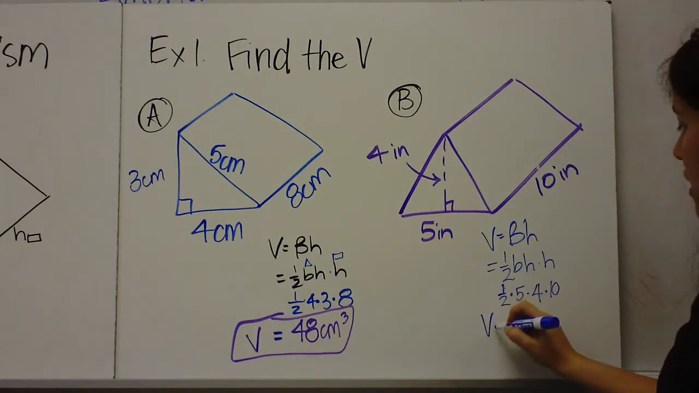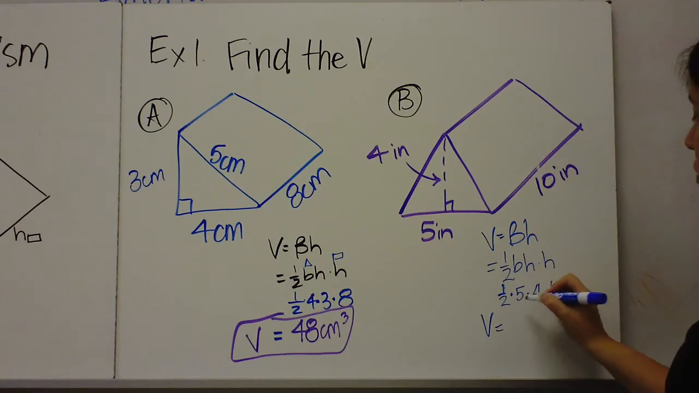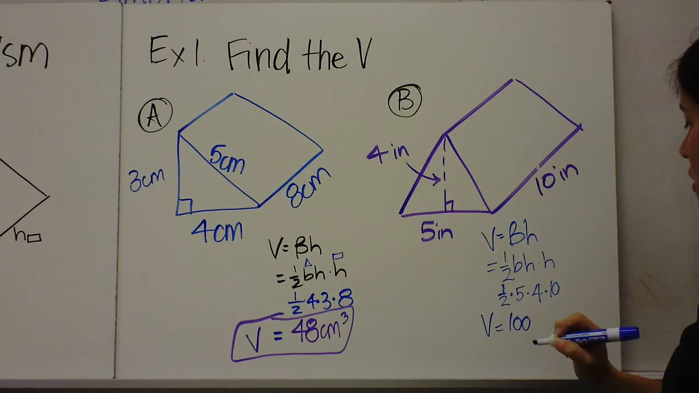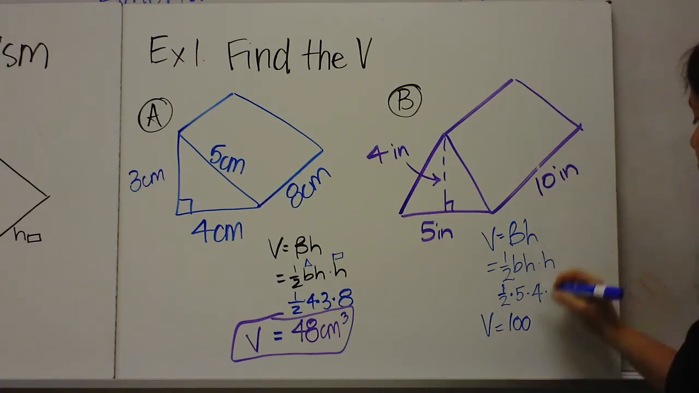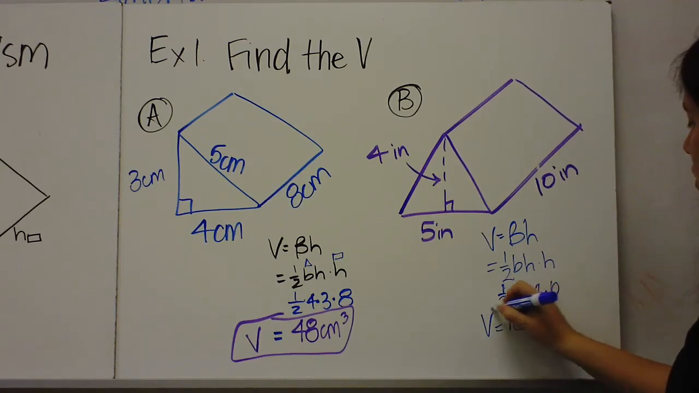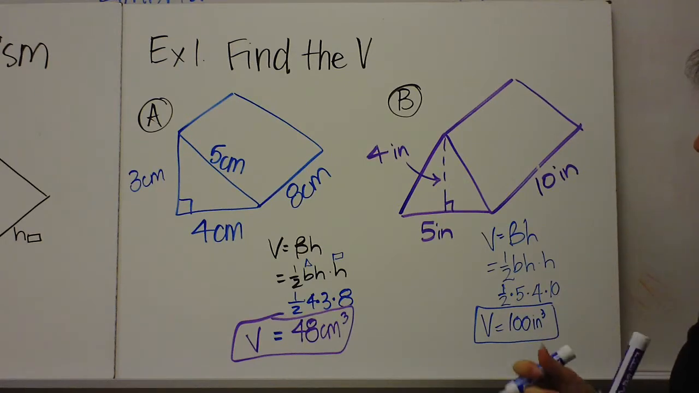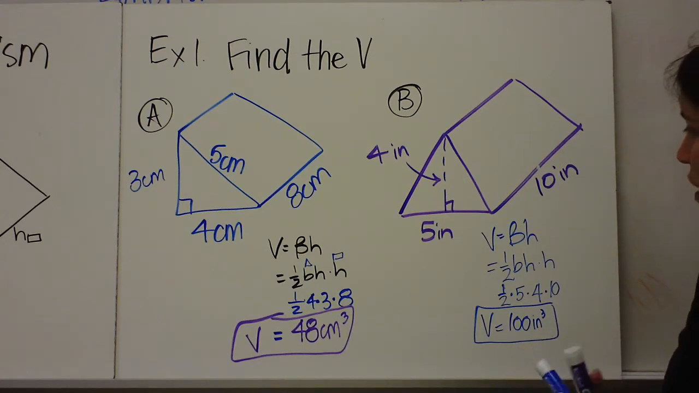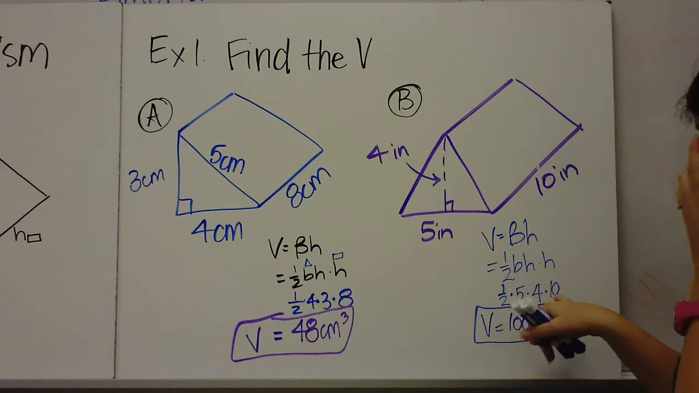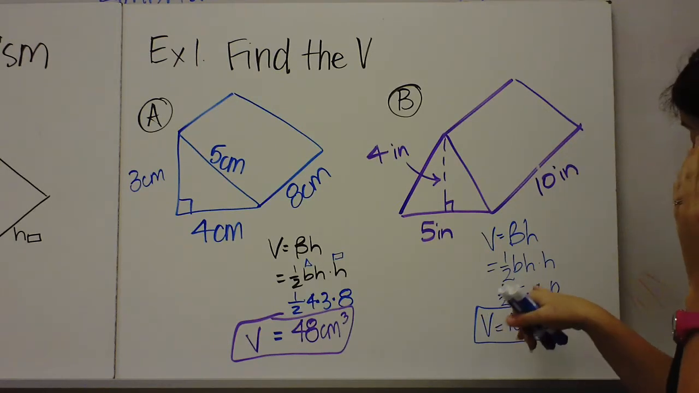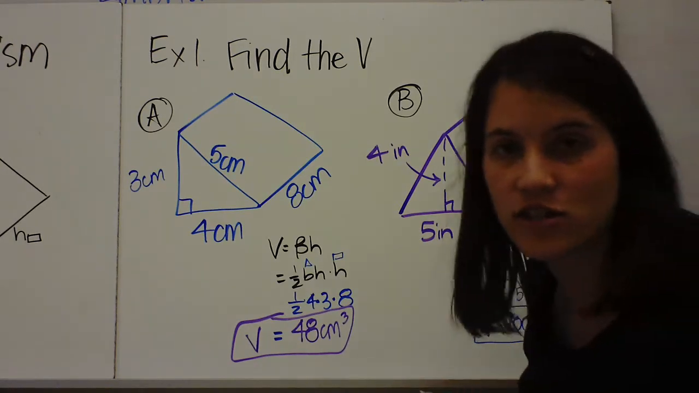And when we find this, the volume is equal to, let's see, 100 inches cubed. I hope I did that right. Let's see, 1/2 of 10 is 5, 5 times 5 is 25, 25 times 5, yep, 100 inches cubed.